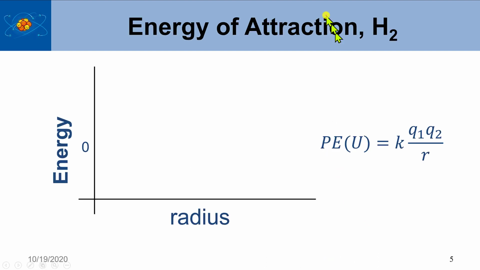So let's think about this potential energy as we think about how two hydrogen atoms might form a bond. So like the Bohr model, when the two hydrogen atoms are infinitely far apart, they have 0 attraction towards each other.